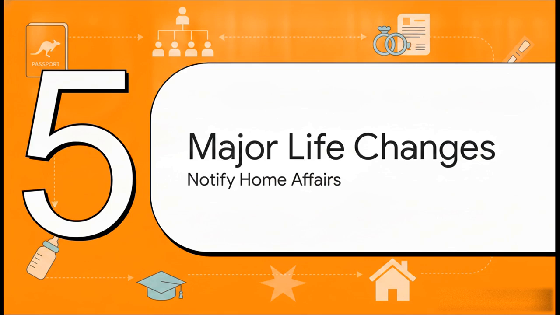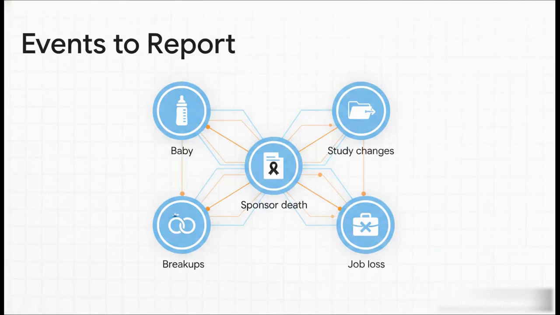Next up, Section 5, Navigating Major Life Changes. When to notify Home Affairs. But what if your family grows or things change? Look, visas are usually granted based on a very specific set of circumstances. And while life happens, right? Families grow with a new baby, relationships might end, or tragically, a visa sponsor might pass away. Whenever those overarching circumstances alter, the department officially needs to know.